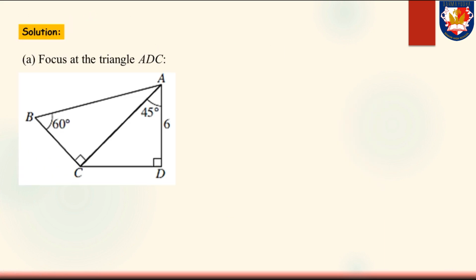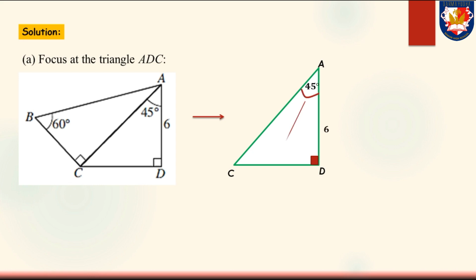Here is the solution. For part A, focus on the triangle ADC. So this is the triangle ADC with right angle at D. Now we have that angle A is 45 degrees. The length of AD is 6. The opposite side of the angle 45 degrees is CD. So from here, we obtain tangent theta equals opposite side over adjacent side. So tangent 45 degrees equals CD over 6.